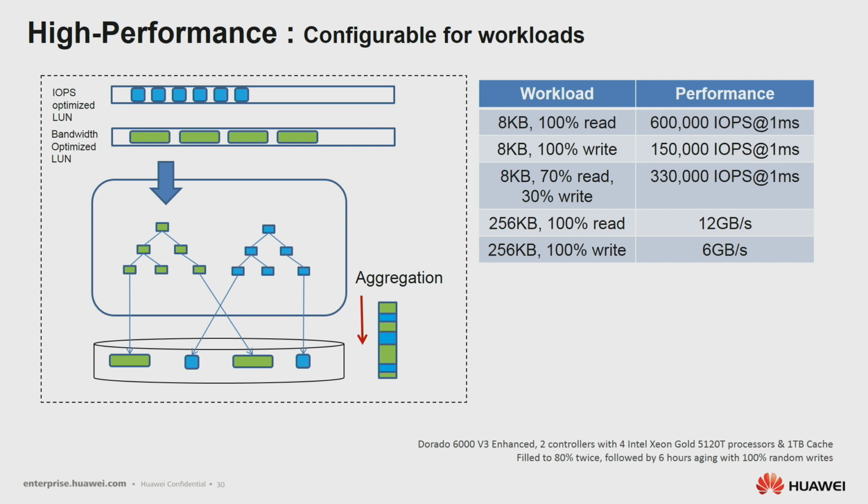As we discussed before, each node can be configured as IOPS optimized versus bandwidth optimized. With our QoS support, we can guarantee the performance of each, and then we can share the same pool down below. Here we can see the performance numbers: we can achieve a read-write mix of 330,000 IOPS with 2 controllers, and bandwidth of 12 gigabytes per second for reads and 6 gigabytes per second for writes.